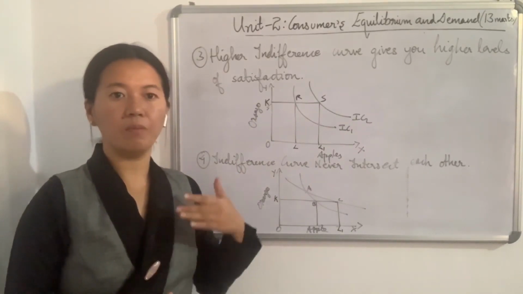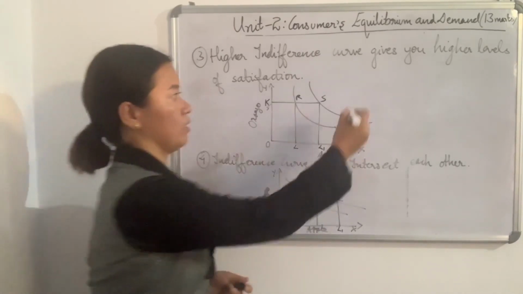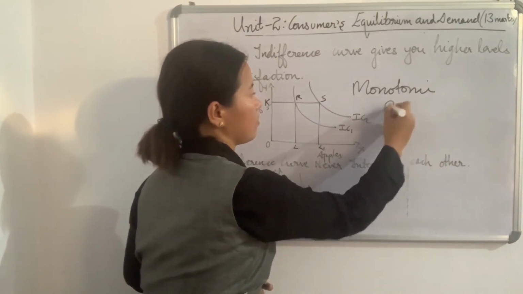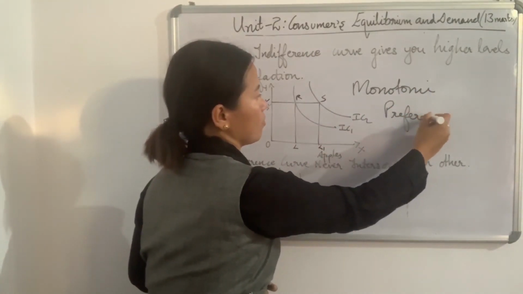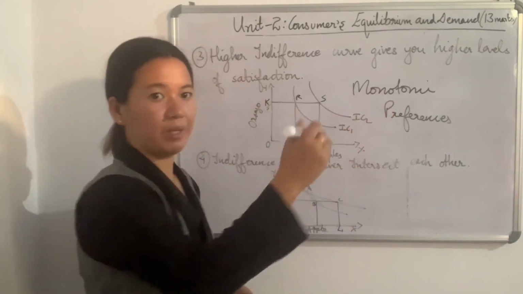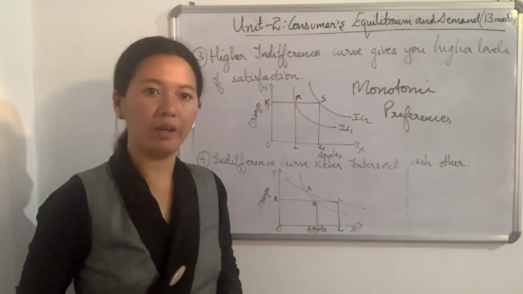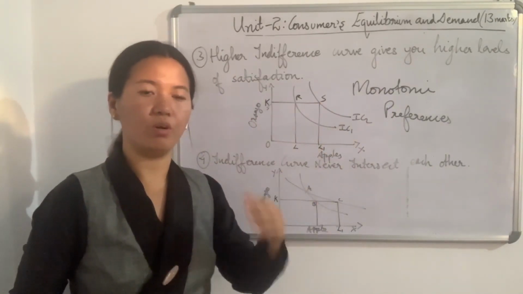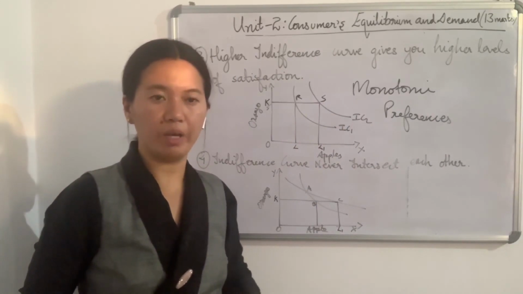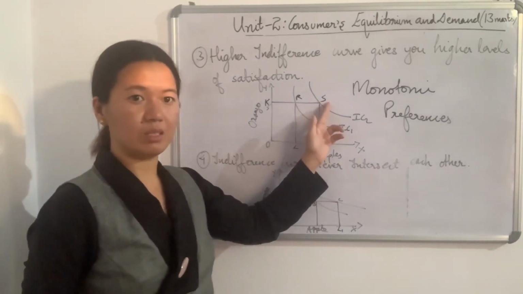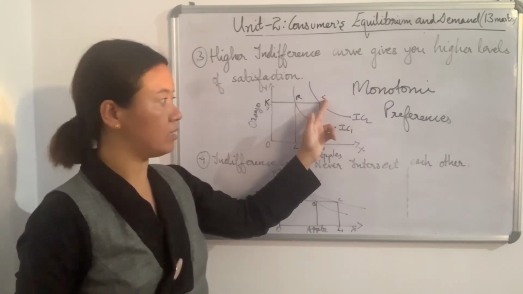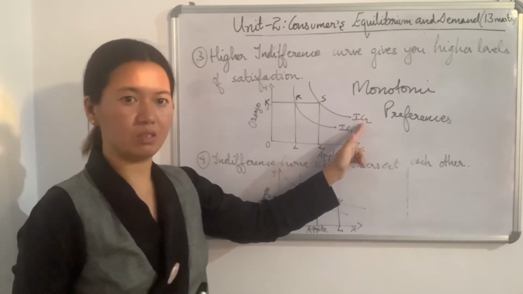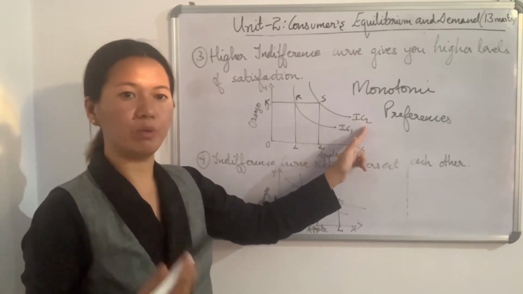As we learned in the previous property, the meaning of monotonic preferences: monotonic preferences means greater consumption, higher level of satisfaction. And point S, since it consumes a greater number of apples, gives him more satisfaction. Therefore, since S is on IC2, it means that IC2 gets a higher level of satisfaction because it consumes more of one good.